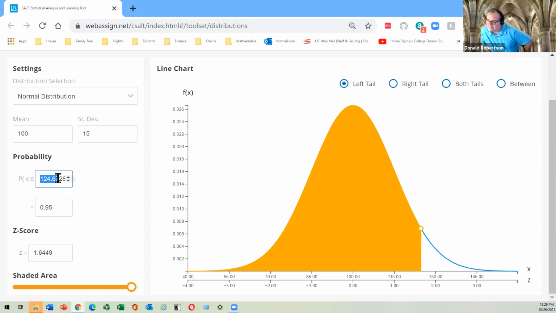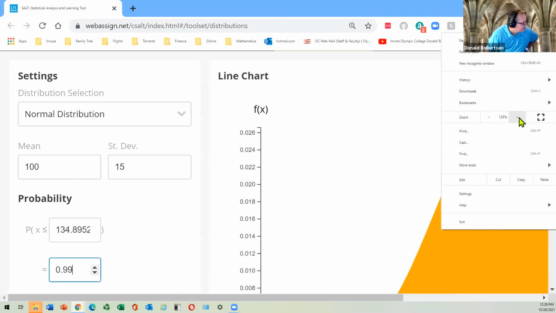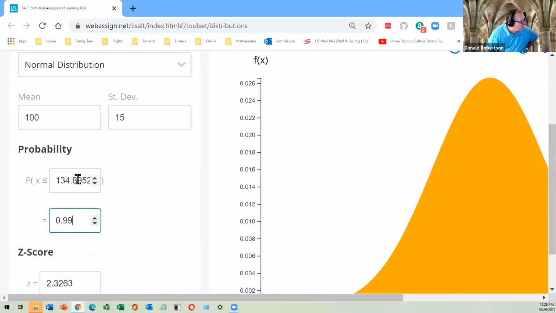Okay. Well, since I've got this one set up, 99th percentile, right? Wouldn't that put you in the top 1% of the IQs of the world, right? What kind of IQ do you need to be in the top 1%? Maybe I could make this a little bit bigger. We'll lose the picture, but at least we'll see the data. Wow. Do you know you only need to get 135 to be in the top 1% of everybody?